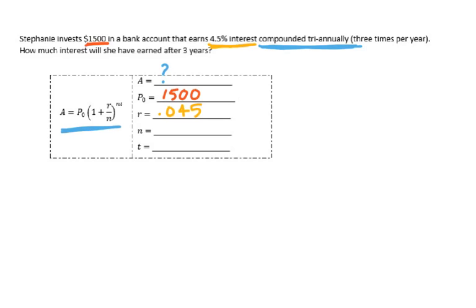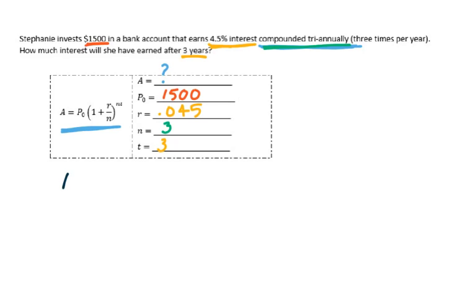We're told that her interest is compounded 3 times per year, triannually. So N is 3. It's the number of compounding periods per year. And finally, we want to know how much she will have earned after 3 years. So that is our T value. Now that we have figured out what each of our variables is equal to, we can substitute these values into our equation to solve for A.